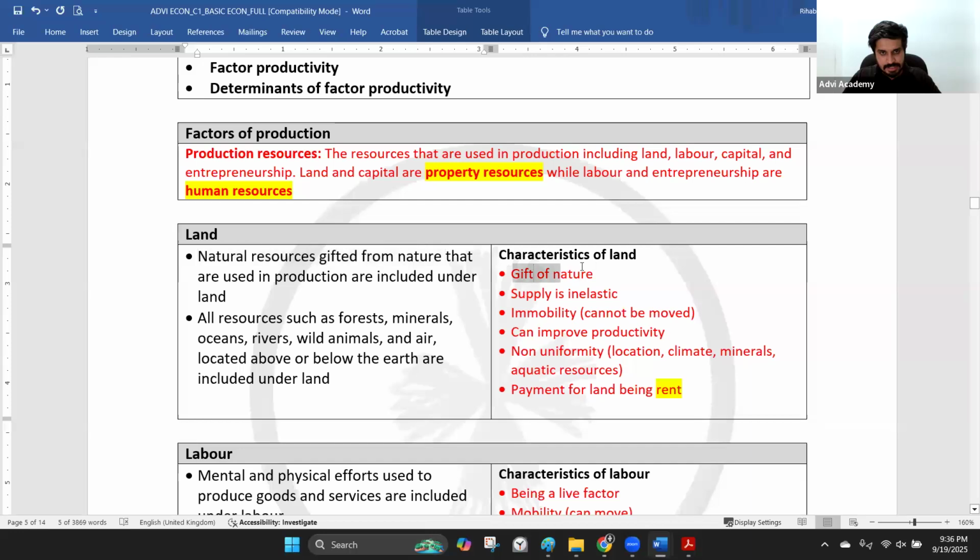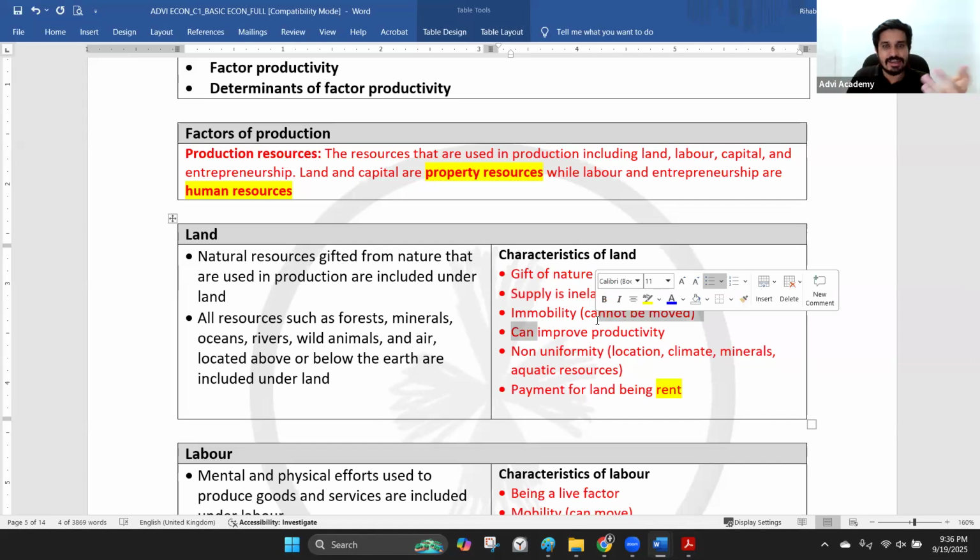Characteristics: they are from nature and inelastic in supply. Supply doesn't change. Most of these are always going to be there. Just because we use a lot of fish doesn't mean supply will change. So supply is inelastic. Immobility: most of it can't be moved. I know we can take a fish from one sea to another sea, but technically most of these natural resources can't be moved, like Sinharaja can't be moved.